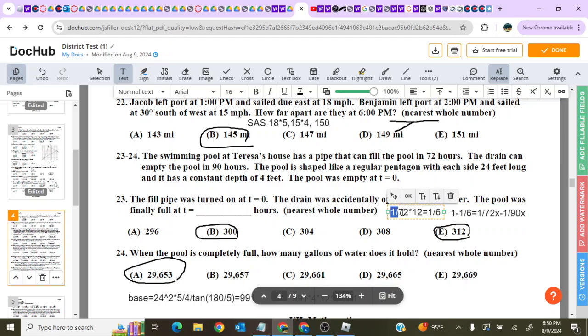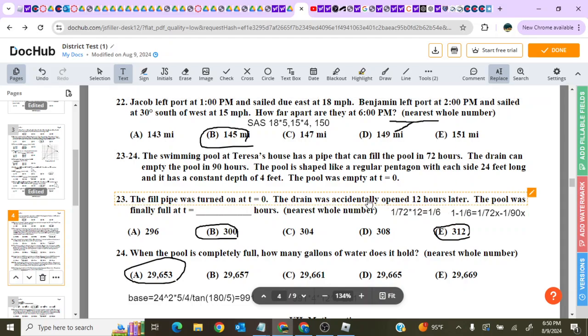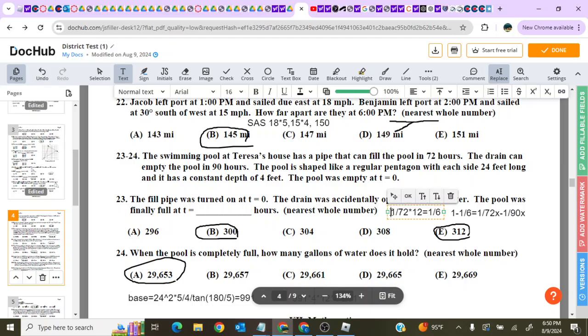You've got to figure out first off how much the pool fills before the drain turns on. So the pipe fills one pool in 72 hours. Multiply that by 12 hours and you get 1/6 of the pool that is full. So then you subtract that from 1, and that's the amount of the pool left to be filled. So then it's filled at a rate of 1 over 72 hours times time and drained at a rate of 1 over 90 hours times time. So you've got to figure out when these two things equal each other.